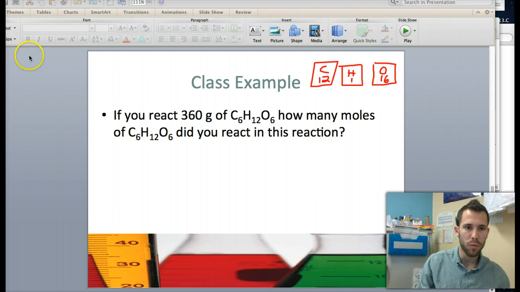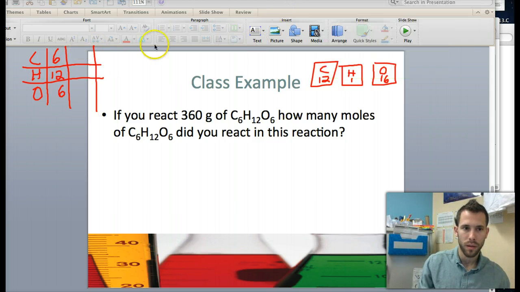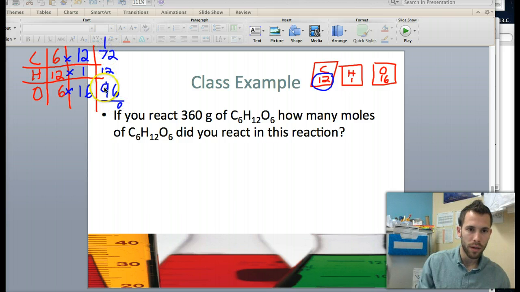Carbon 12, hydrogen 1, oxygen 16. So I'm going to make my table really quickly: C, H, O. How many C's do I have? I have 6 C's. How many H's do I have? I have 12 H's. And I have 6 O's. And how much does each one weigh? Well, the molar mass of carbon is the same as the atomic mass, or 12 grams per mole. Hydrogen, 1 gram per mole. Oxygen, 16 grams for every 1 mole. When I multiply these, I get 72, 12, and 96. So I add all those together, and I have 180 grams for every 1 mole.